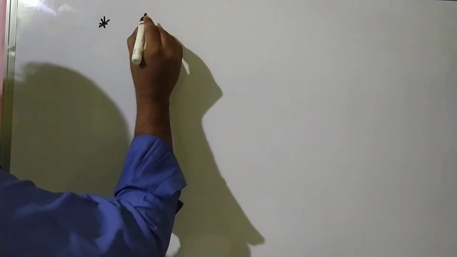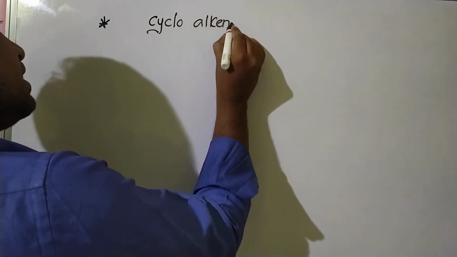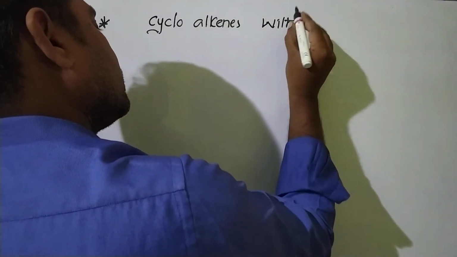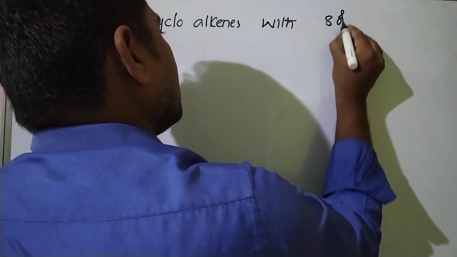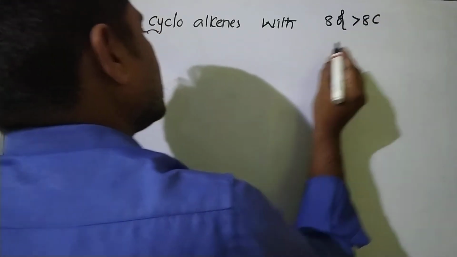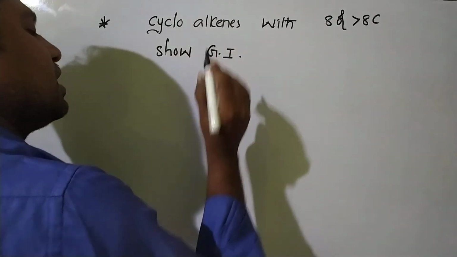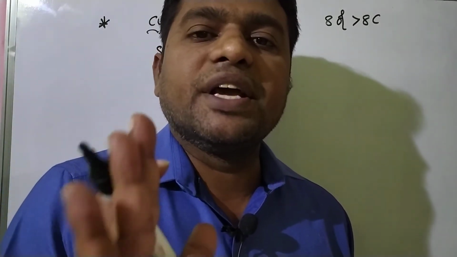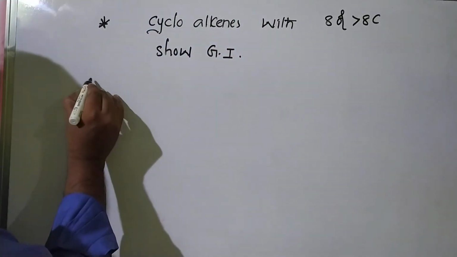Okay, students, now write: cycloalkenes with 8 or greater than 8 carbon atoms show geometrical isomerism. Because why? Because both cis isomer and trans isomer are able to exist at room temperature, meaning they are thermodynamically stable. Okay. Now some examples.